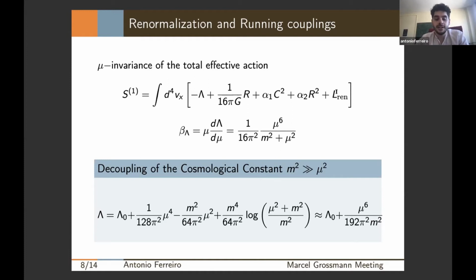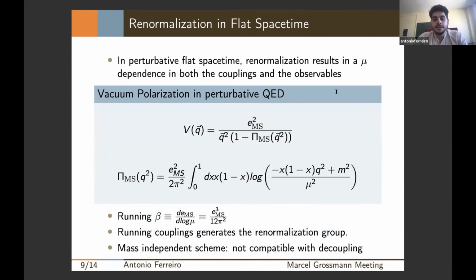We get the result that the cosmological constant has a running that is compatible with decoupling. What this means is that if we have a mass that is higher than some energy scale mu, then the beta function goes to 0, basically meaning that very massive particles will not contribute to the running of the couplings that we have at low energy. This is a similar thing that happened in QED.